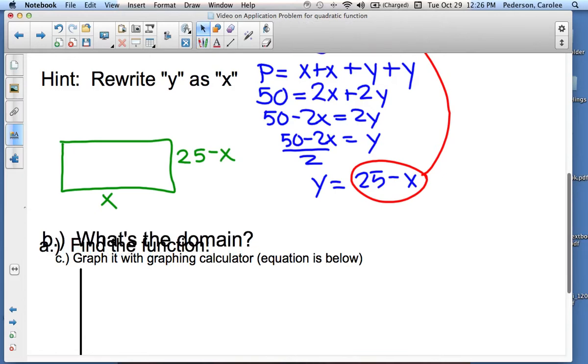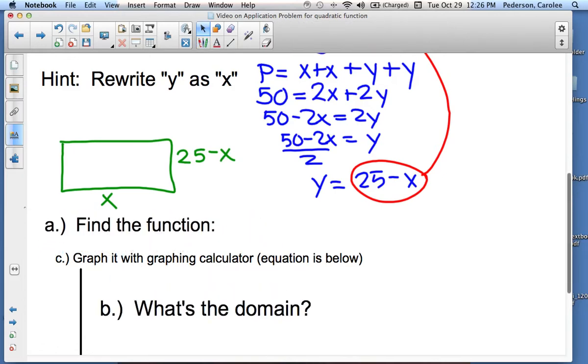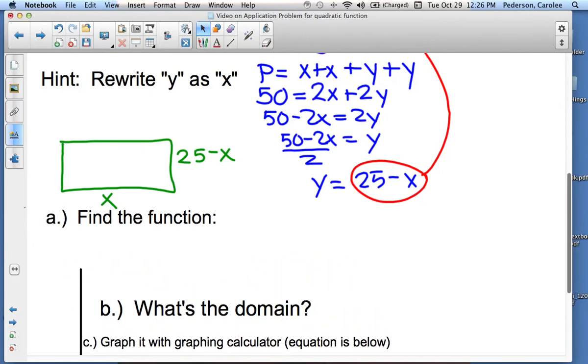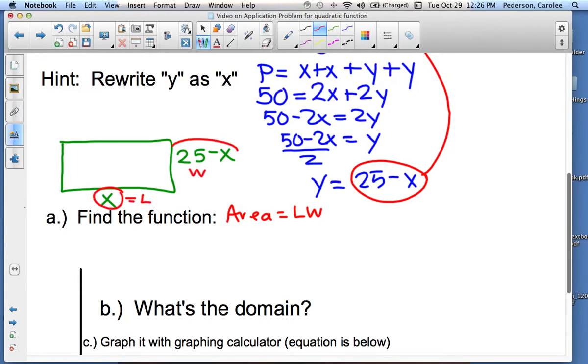So here's our first question. Find the function with area. So remember, the area of a rectangle equals length times width. Here's our length, here's our width. We multiply these two numbers together. So we get length of x and width of 25 minus x. I'm going to write it as a function, so A of x equals x times 25 minus x.